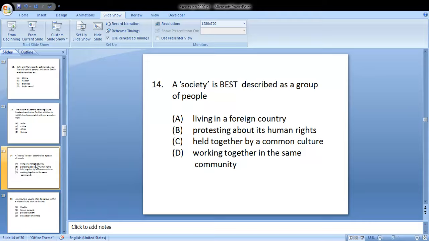14 says, a society is best described as a group of people A. living in a foreign country, B. protesting about its human rights, C. held together by a common culture, or D. working together in the same community. We know our answer would be C. Held together by a common culture.